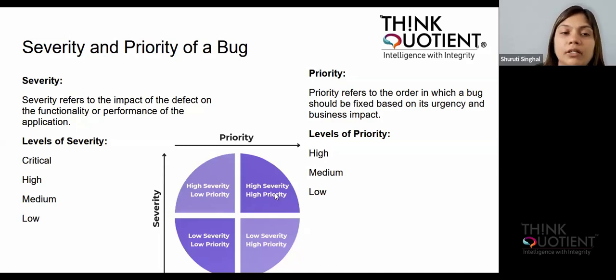So severity is very low. It is not going to impact my system. There is nothing which is not working. Okay. But the priority is high because it is going to reduce my business standards, right?